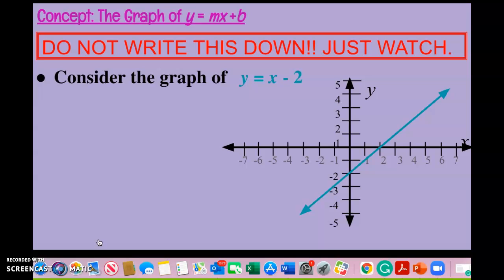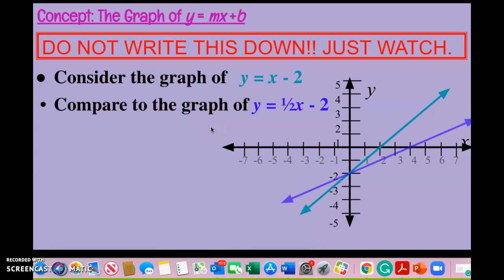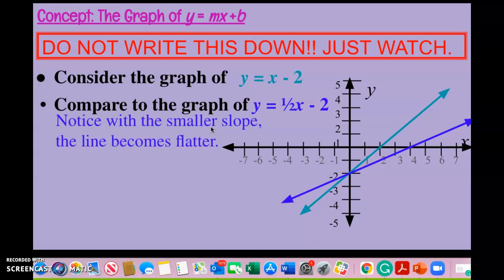Consider the graph of y = x - 2, as we have it right here plotted on the plane, and compare that to the graph of y = 1/2 x - 2. Notice that with the smaller slope, the line becomes flatter.